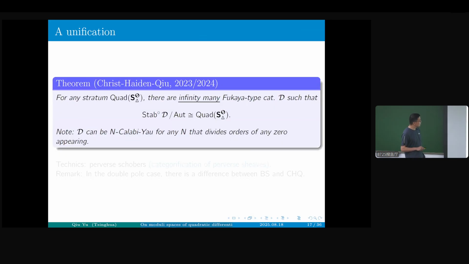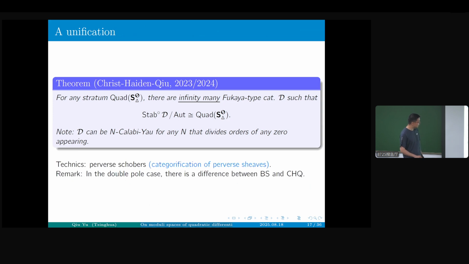So let me mention this result: we have a uniform approach together with Merlin Kreis and Fabian Haydn. Originally, when BS and HKK proved the result, they were looking at one category and wanted to calculate the stability space by finding the moduli space of quadratic differentials. But now in this work, we are doing the reverse direction: we construct infinitely many Fukaya-type categories to realize the same stratum of moduli space. And in fact, we can make this category Calabi-Yau n if n can divide the order of zeros. Well, actually, it should be the order of zeros plus 2. The approach here is using perverse Schobers.